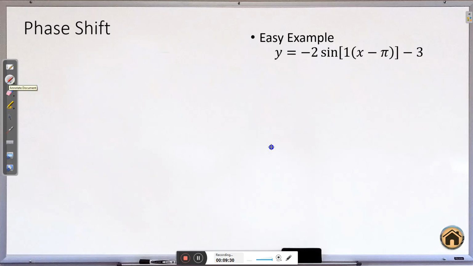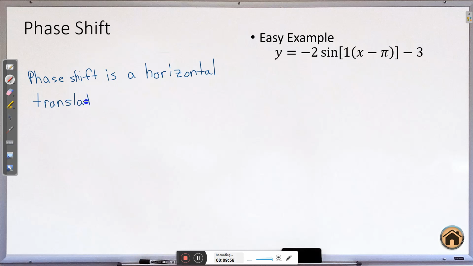Let's first write that definition. So a phase shift is simply a horizontal translation. So it moves us side to side. There's no equation to memorize on this one. This number right here just tells you how far side to side you have to go.